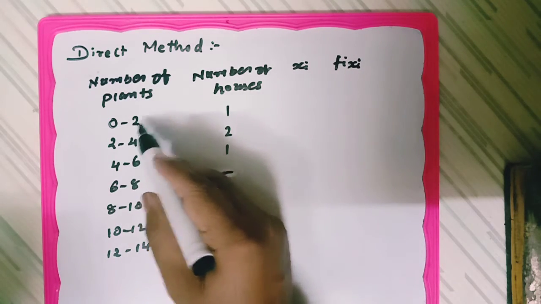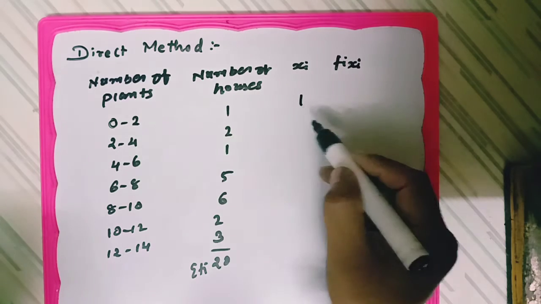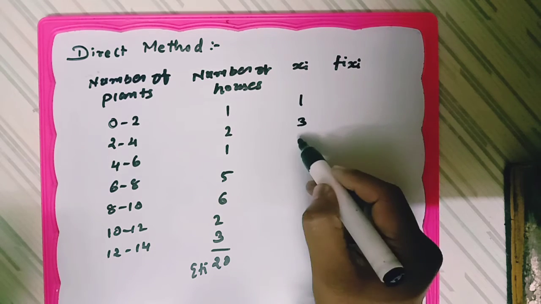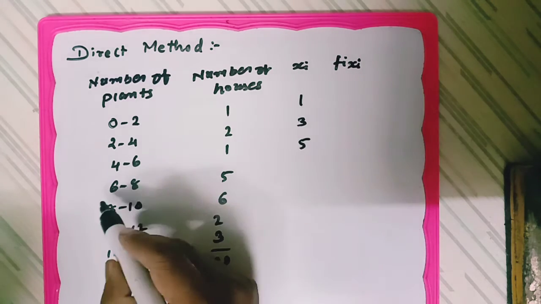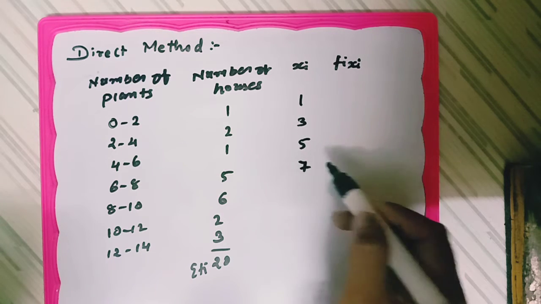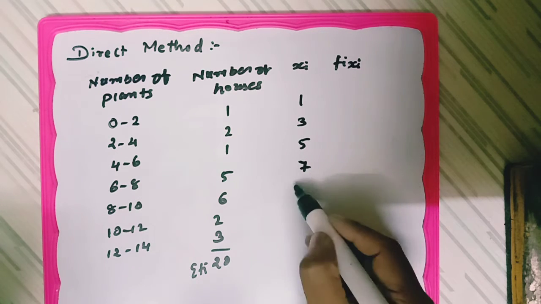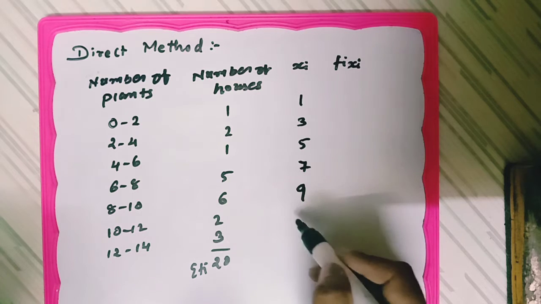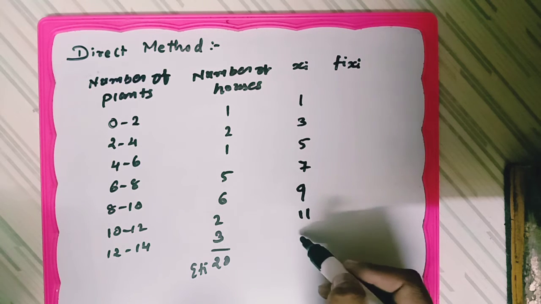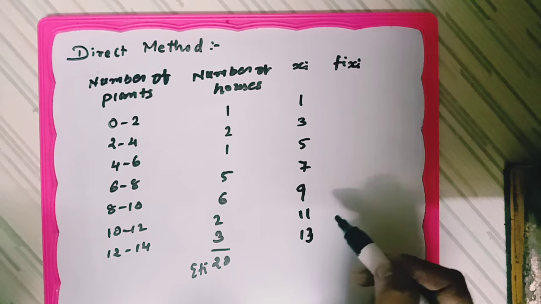So 0 plus 2 is 2, by 2 is 1; 2 plus 4 is 6, by 2 is 3; 10 by 2 is 5; 14 by 2 is 7; 18 by 2 is 9; 22 by 2 is 11; and here 26 by 2 is 13.